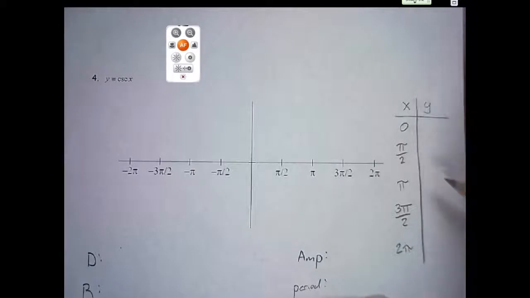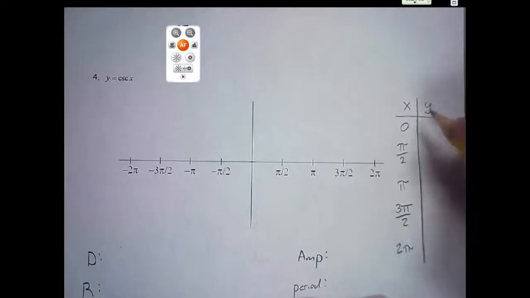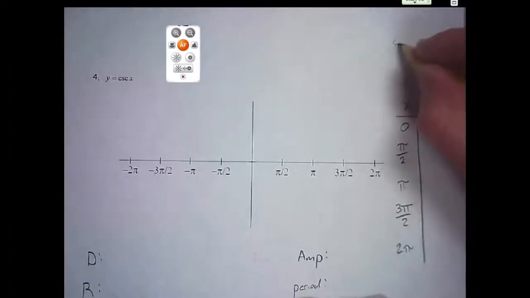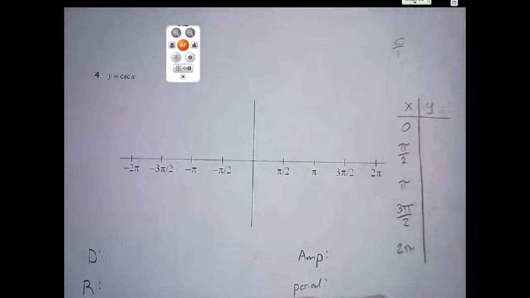Y's are your values. So at 0 radians, you're looking at your unit circle to find these. At 0 radians, your y value is 0. So if you flip 0, remember 0's fraction is 0 over 1. If you flip this over, you actually get 1 over 0, which is undefined.